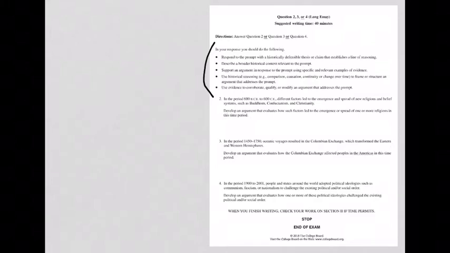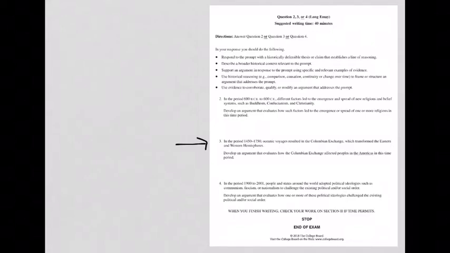So now we have ourselves 3 different questions. We've got number 2, in the period 600 BCE to 600 CE. Well, you're not going to do anything with that one, and yours isn't going to look like that because we don't study that time period in history. So for right now, we're just going to ignore that. All right? And then you have, in the period 1450 to 1750, oceanic voyages resulted in the Columbian Exchange, which transformed the Eastern and Western Hemisphere. Develop an argument that evaluates how the Columbian Exchange affected the people in the Americas at this time period.